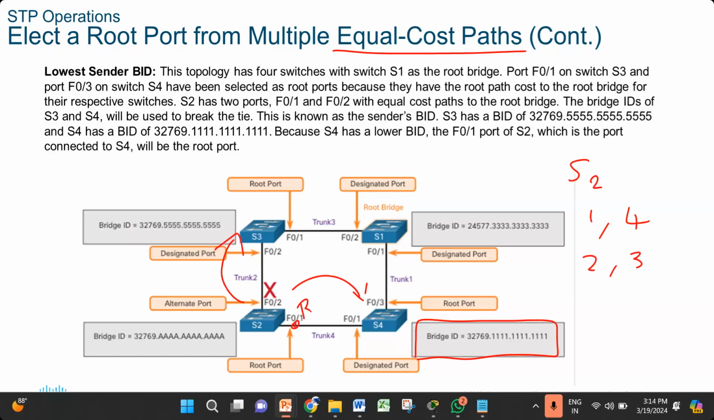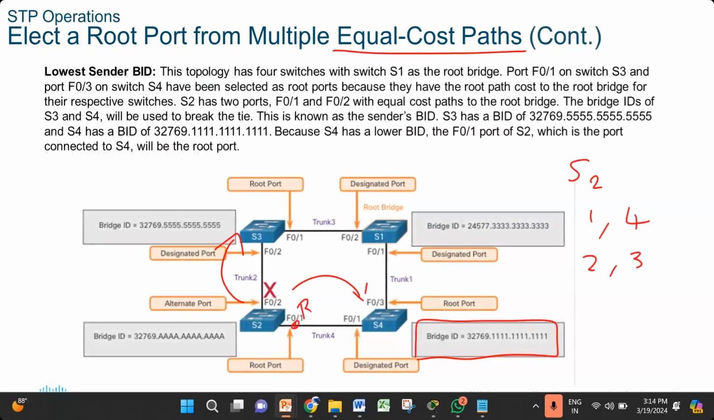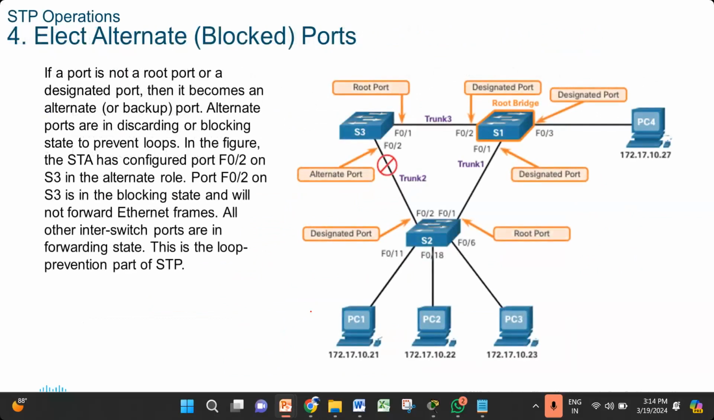All right, so now I have elected the path cost for all the ports. Now by default, these are designated ports, these are root ports. Now coming to this path, which one will be the designated port and which one will be the alternate port? Now again, the bridge IDs are compared. The bridge ID of this and this is compared.